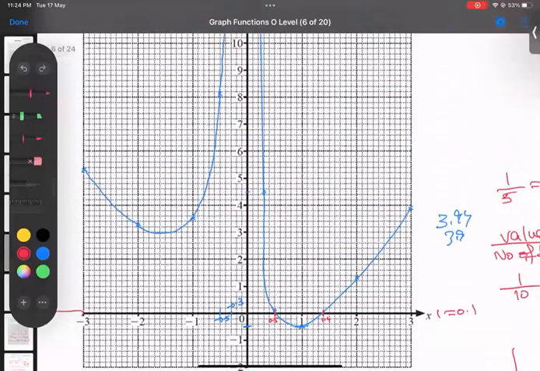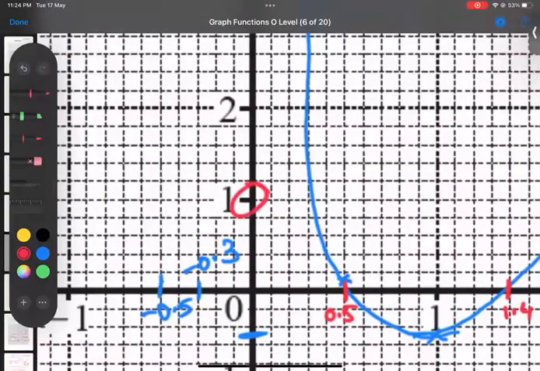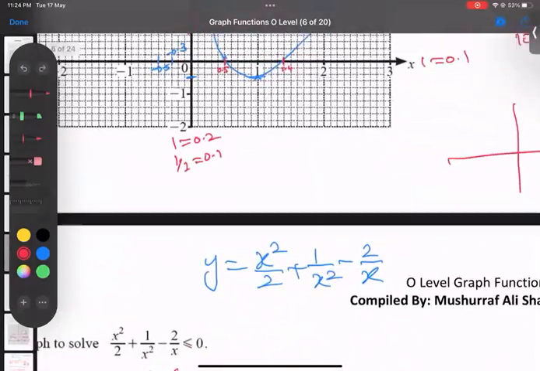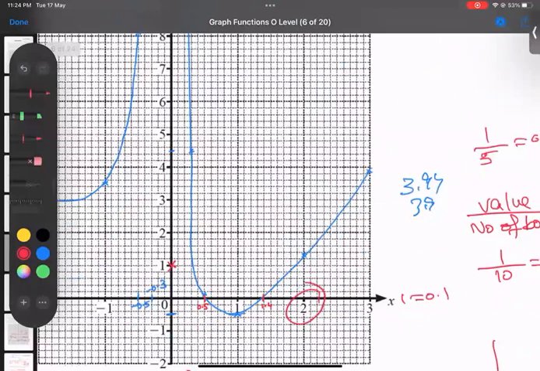So x 0, y 1. Where is x 0, y 1? It is here, because x is 0. Here x is 0, y is 1, so this is the point I'm pointing out. Second one, x is 2, y is 7. X is 2 here, and y is 7 here. So let's see where they meet each other. I think we go from here, and it goes here.